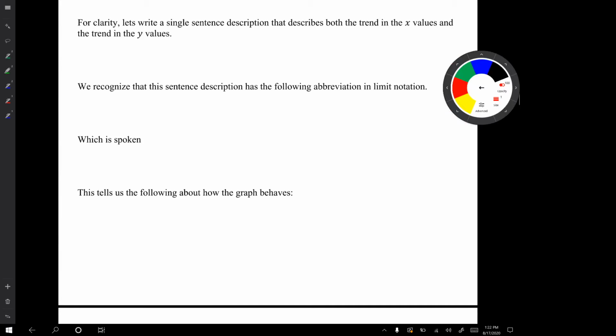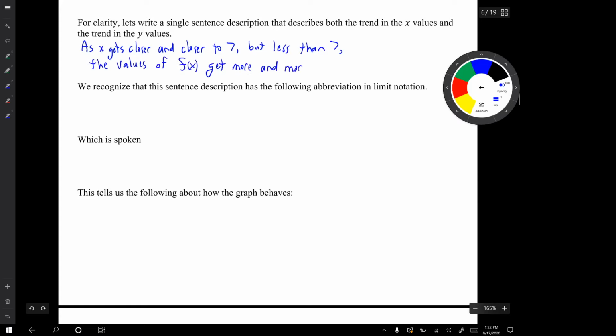So for clarity, let's write a single sentence description that describes both the trend in the x values and the trend in the y values. As x is closer and closer to 7, but less than 7, the values of f of x get more and more negative without bound. Well, we recognize that this sentence description has an abbreviation in limit notation. This is spoken, the limit, as x approaches 7 from the left, of f of x is negative infinity.